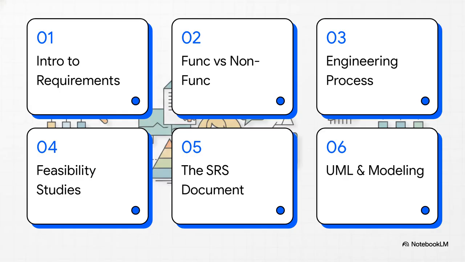Think of this as our roadmap for today. We're tracking the whole journey from concept to execution. We'll hit the intro to software requirements, break down functional versus non-functional traits, look at the actual engineering process, feasibility studies, the core SRS document, and then finally wrap up with UML and system modeling.